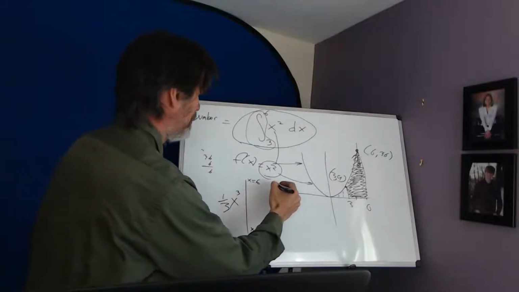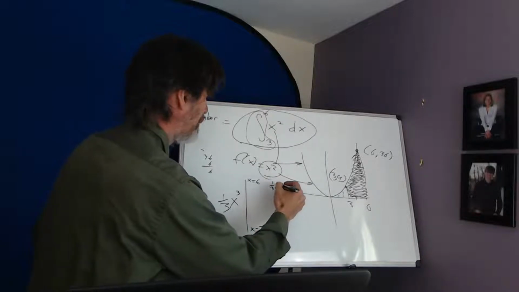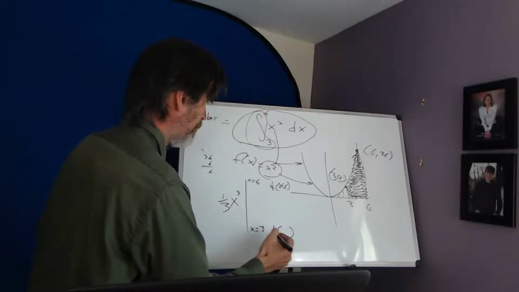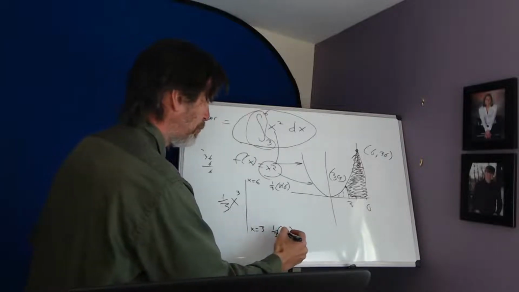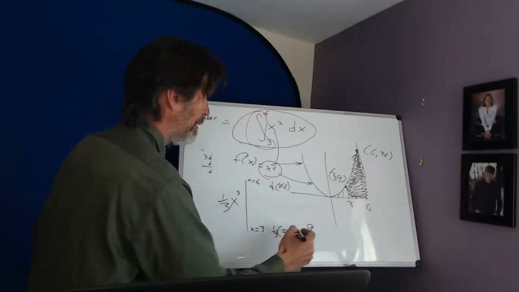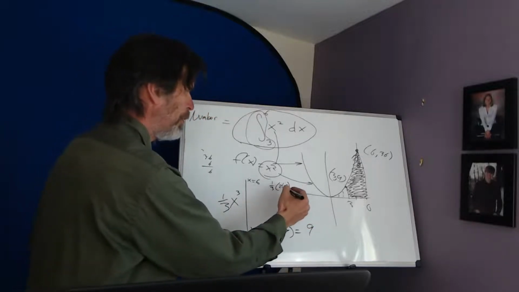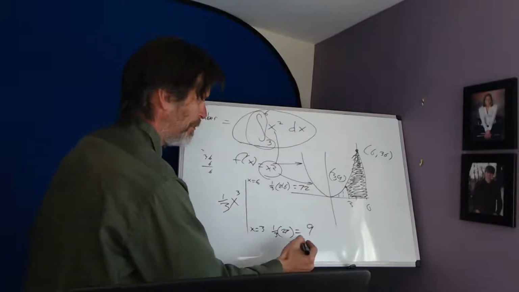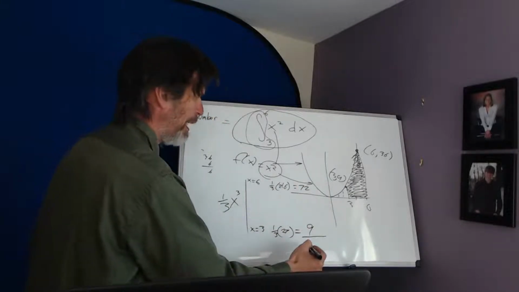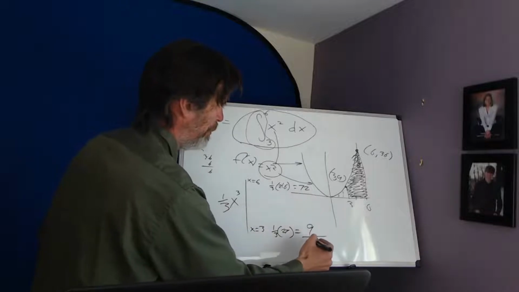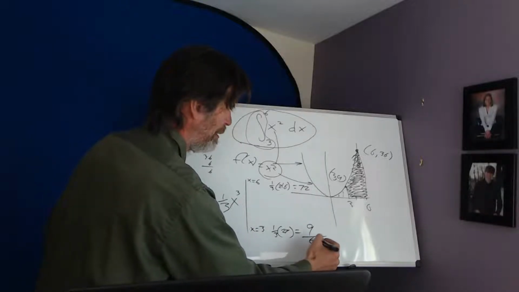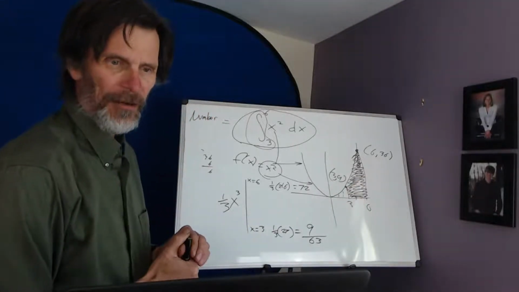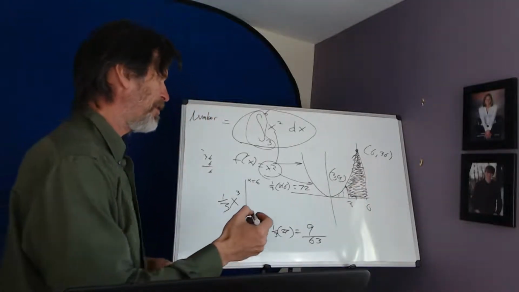Yep. So this is 1/3 times 216. And this is 1/3 times 3 cubed, 1/3 times 27. 1/3 times 27 is 9. 1/3 times 216 is 72. Subtract the bottom from the top, it looks like there would be, what, 63 square units of area under that curve. 63 square units.